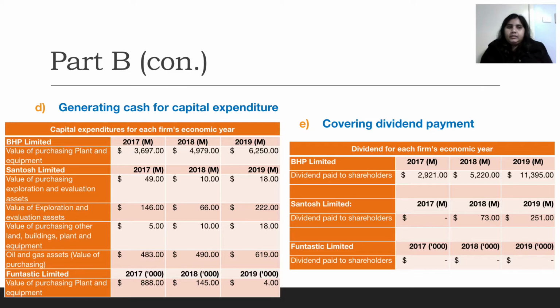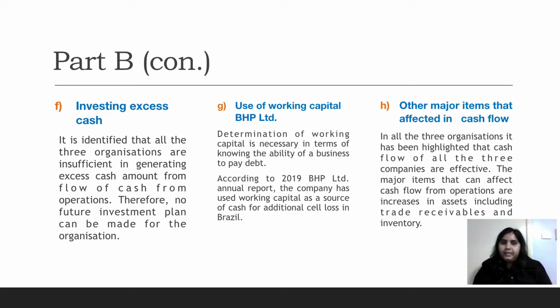On the other hand, due to the negative balance of cash flow from continuing operations, the dividend value is derived to be zero in Fantastic Limited, and BHP Limited and Santos Limited create sufficient cash flow from continuing operations to pay dividends. Continuing Part B, it is identified that all three organizations are insufficient to generate excess cash from cash flow from operations. Therefore, no further investment can be made.